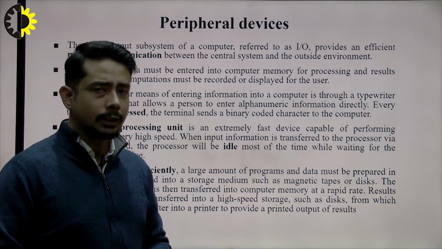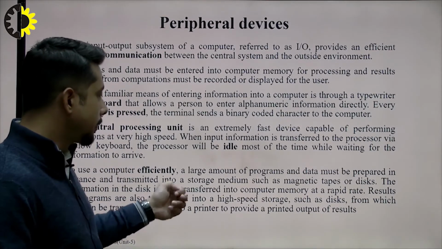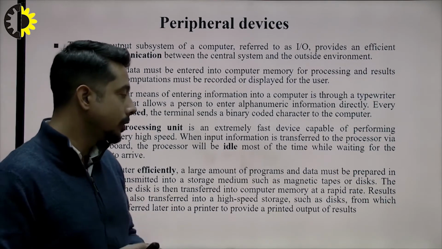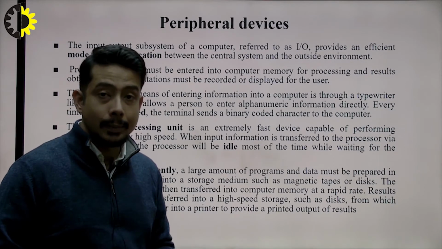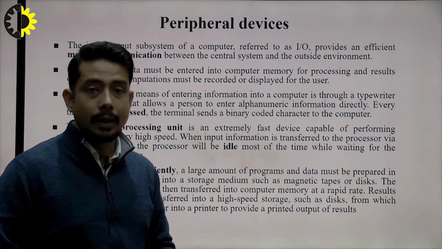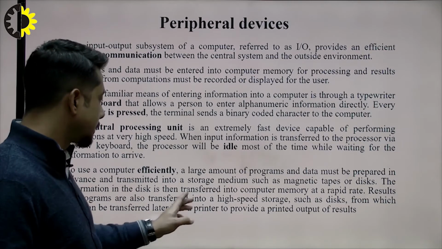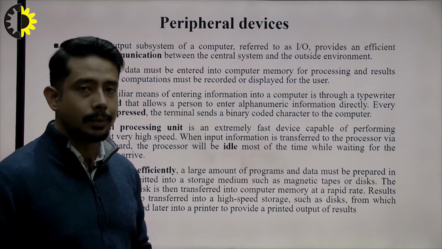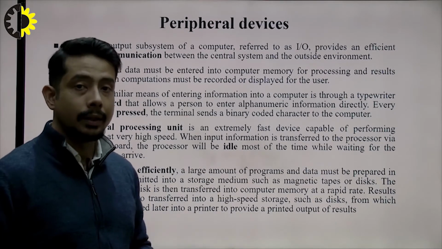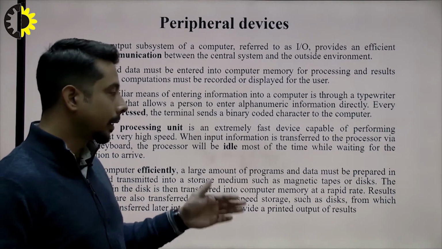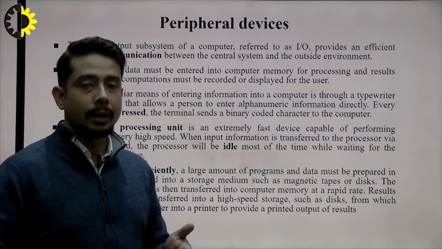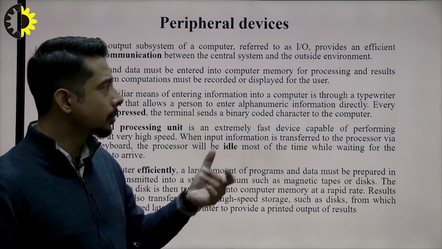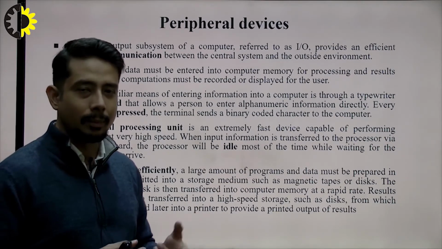Okay. So in order to use a computer efficiently, a large amount of programs and data must be prepared in advance and transmitted in a storage medium such as magnetic tapes or magnetic disk. Okay, and then the information in the disk is transferred to the computer memory at a rapid rate. So in order to avoid this kind of circumstance, we also use other peripheral devices, like magnetic disk and magnetic tape, in order to upgrade the performance. Okay, so this is in a nutshell a summary of peripheral devices.